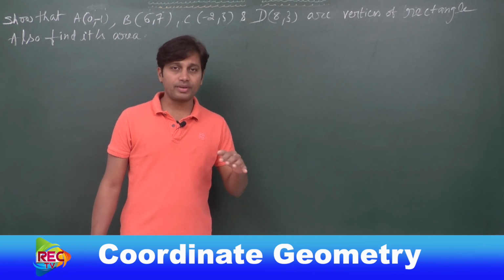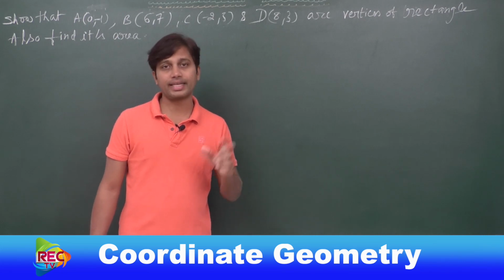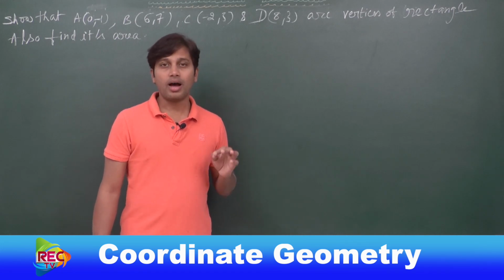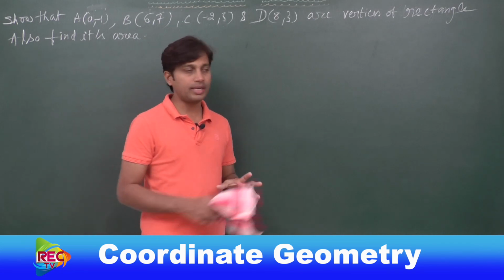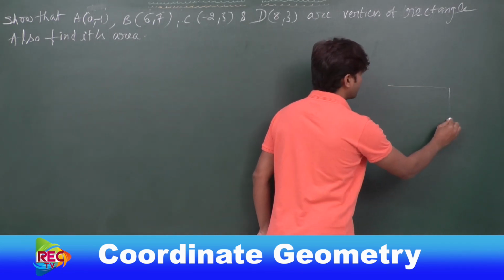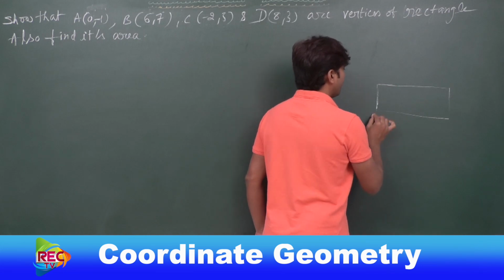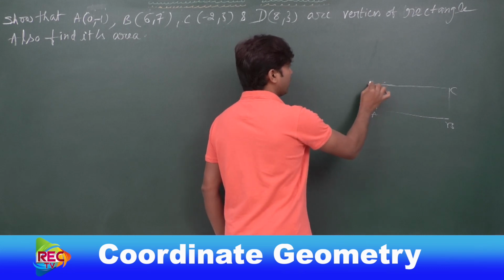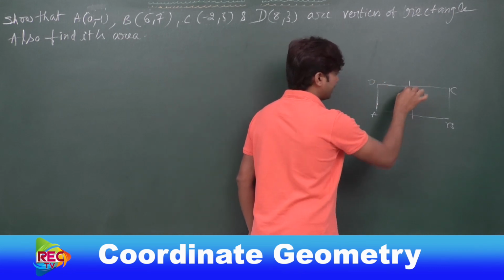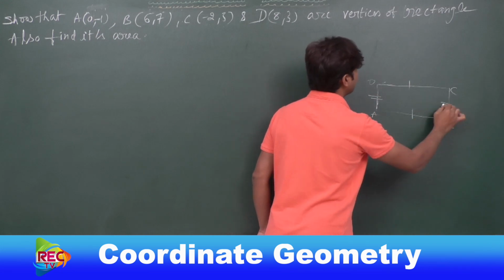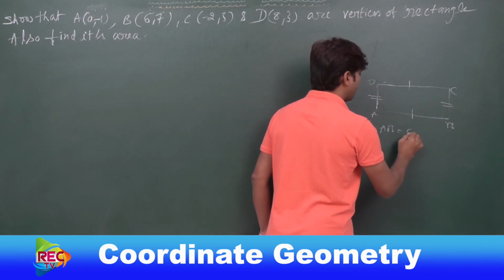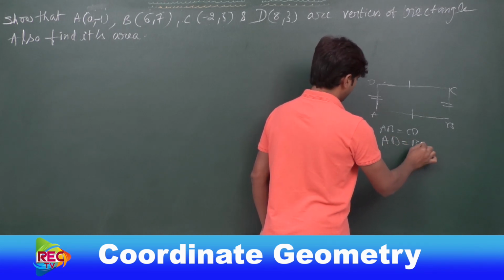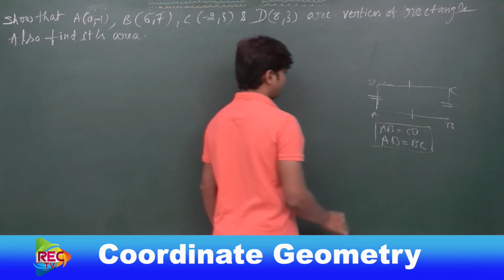We need to recall the properties of a rectangle. What are the properties of a rectangle regarding the sides? Opposite sides of a rectangle are equal. Let me show you in the diagram. If this is a rectangle A, B, C, D, then opposite sides must be equal. What are opposite sides here? AB and CD, and AD and BC. So AB should be equal to CD and AD must be equal to BC. So this is about sides.